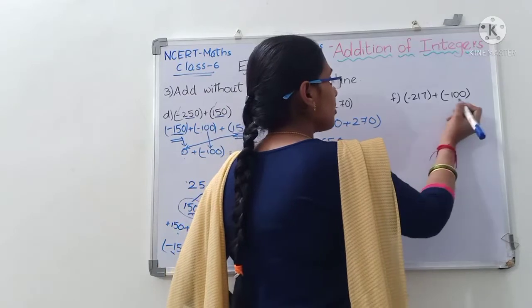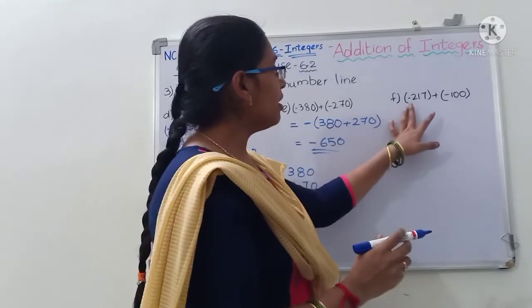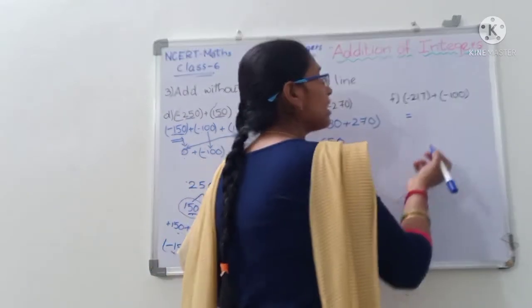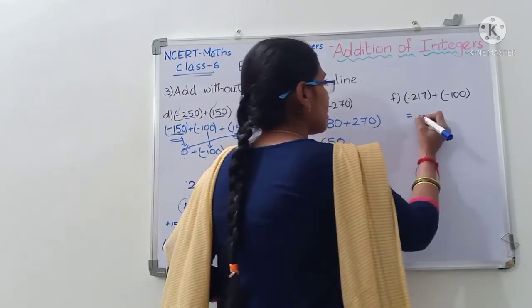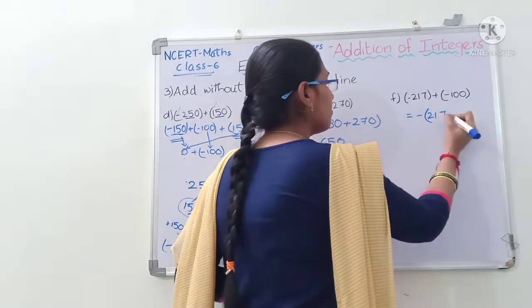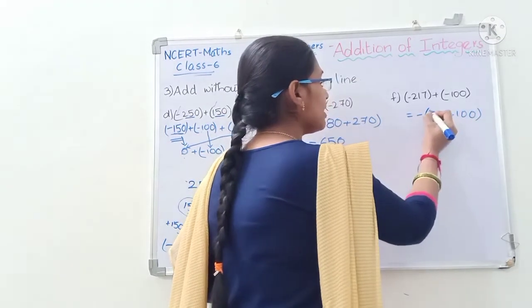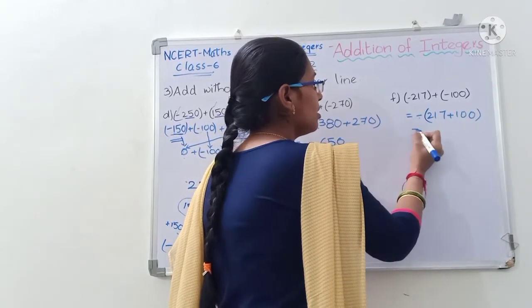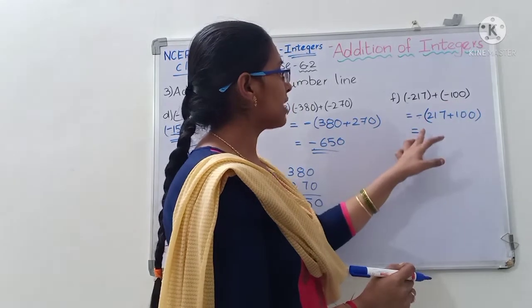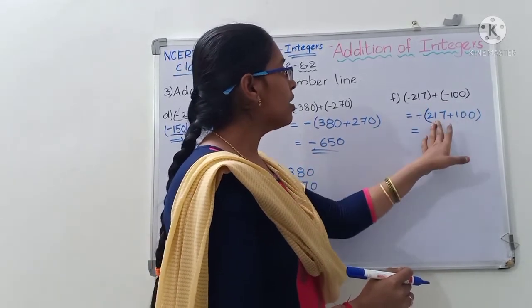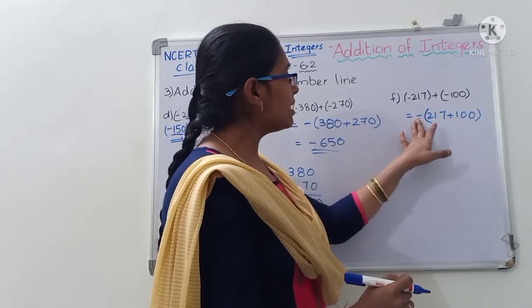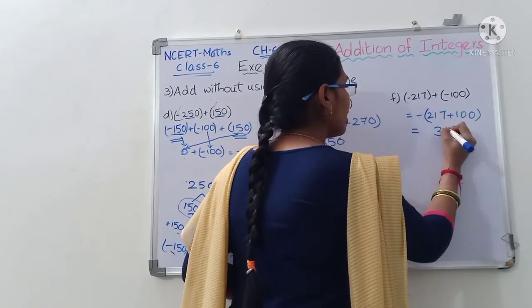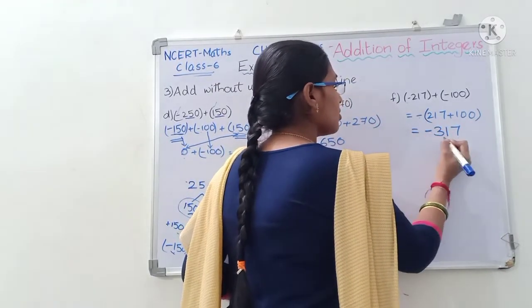Next question. Minus 217 plus minus 100. Here also observe, children, both signs are negative. That means you should first add the numbers and then keep negative sign for the numbers. Minus of 217 plus 100. Minus in the brackets we are writing these two numbers, means we are keeping minus sign for both numbers. That is the meaning. Minus 217 plus minus 100 you can write as minus in the brackets 217 plus 100. This minus is present for both the numbers. That is the meaning of this. 217 plus 100 is nothing but 317. Then you should keep negative sign, minus 317.